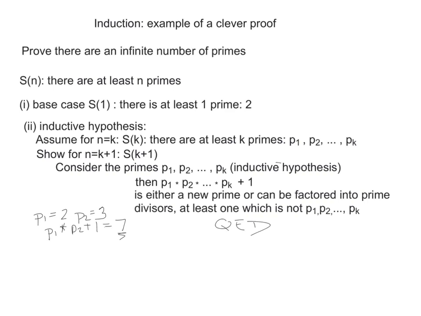But you'll notice you skipped over 5. Another example, if p1 were equal to 3 and p2 were equal to 7, then p1 times p2 plus 1 is going to give you 22. So this number is not a prime. However, it can be factored into prime divisors. So this can be factored into 2 times 11, at least one of which is not our p1 or p2. So that's 11. 11 is your new prime.